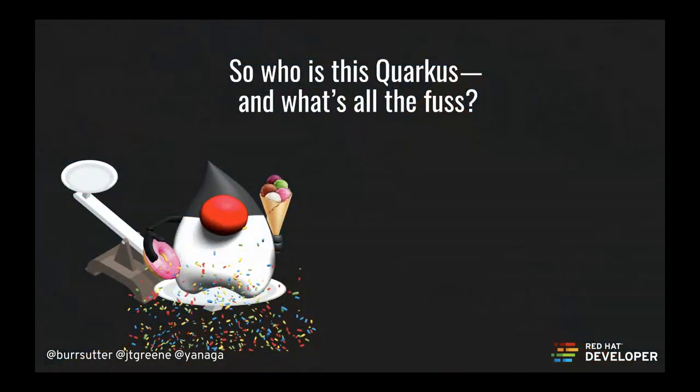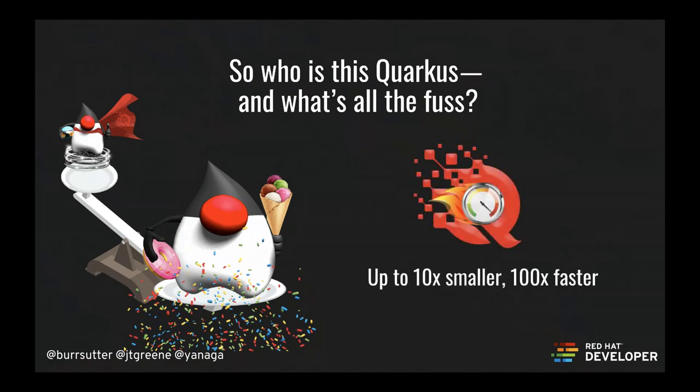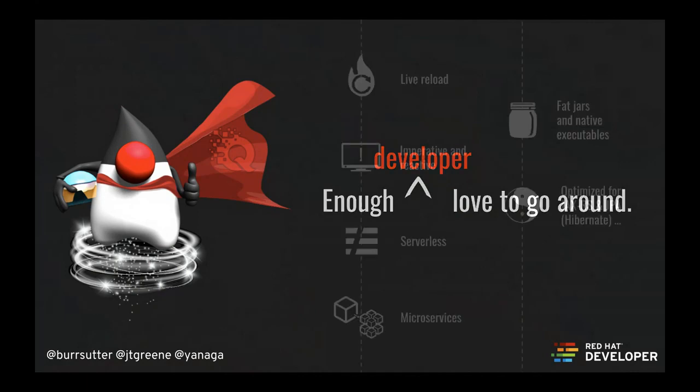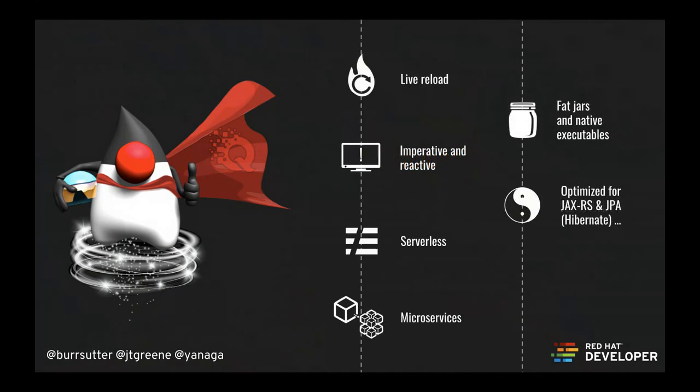So who is this Quarkus and what is all this fuss about? You can kind of see we made Java smaller, more agile, much faster, okay? So it's up to 10 times smaller, it's up to 100 times faster. And we've also focused on the developer aspects of this, meaning we wanted to focus on developer joy. You're going to see that in the presentation. So the live reload capability, the imperative and reactive programming model, Jason's going to show you that in a second.